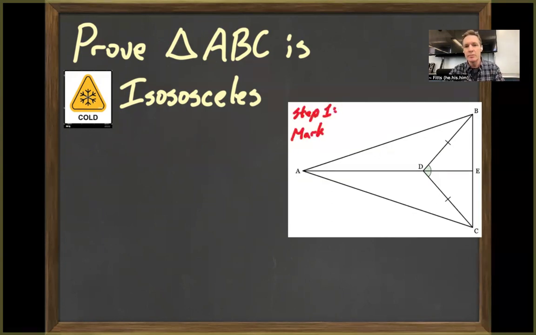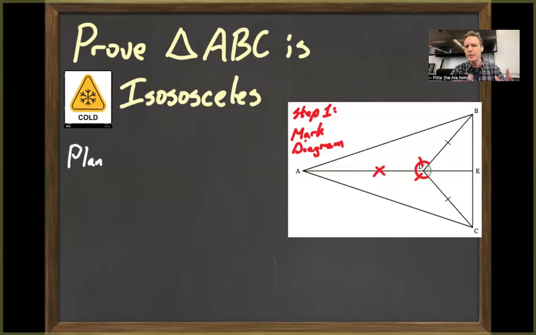The first thing when we're going to do a proof is we're going to mark the diagram with the things that we know or we can prove. They've given us one set of sides and one set of angles here. That's given information. But I also know that angles BDA and CDA will be congruent too, because they're supplements of congruent angles. And I also know that line segment AD is congruent to itself. That's known as the reflexive property.